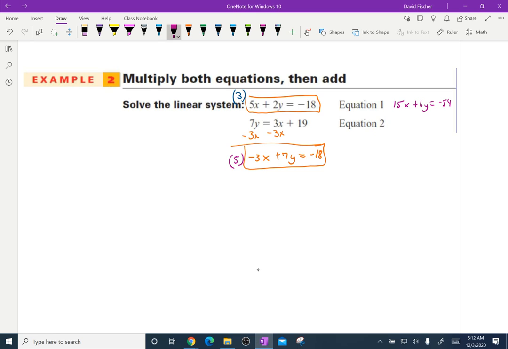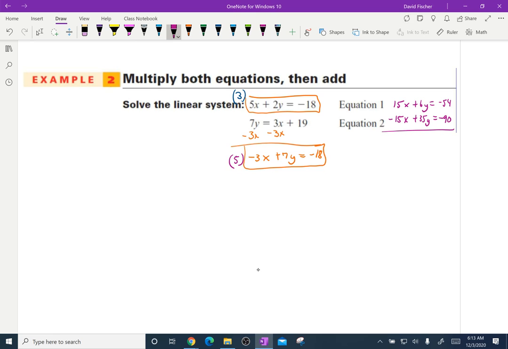We're going to get some bigger numbers. Now I'm going to come down here and do this guy. That would be my minus 15x's. That's what I needed, my x's to cancel out. 5 times 7 is 35y's. And negative 18 times 5 is a negative 90.